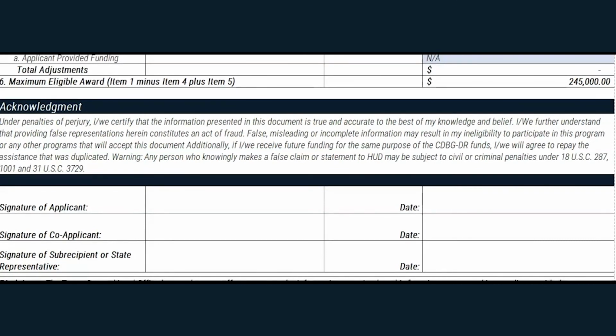The applicant and co-applicant also acknowledge that if they later receive funding for the same purpose as the CDBG-DR funding, it will create a duplication of benefits, and the applicant and co-applicant will give back the duplicative funding. Finally, the form will need to be signed and dated by the applicant, co-applicant, and subrecipient.